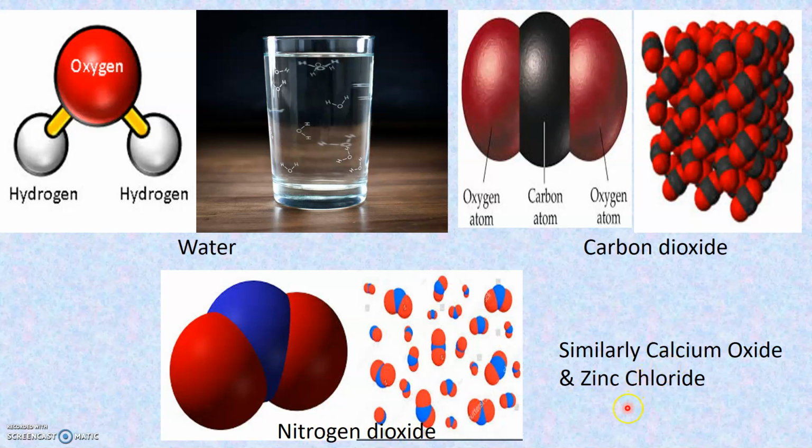Similarly, calcium oxide and zinc chloride. In case of calcium oxide, one atom of the element calcium will combine with one atom of the element oxygen in order to form a calcium oxide molecule. And these calcium oxide molecules will combine together in order to form the compound calcium oxide. Similarly, for zinc chloride, one atom of the element zinc will combine with two atoms of the element chlorine in order to give the molecule zinc chloride. And these zinc chloride molecules will combine together in order to form the compound zinc chloride.